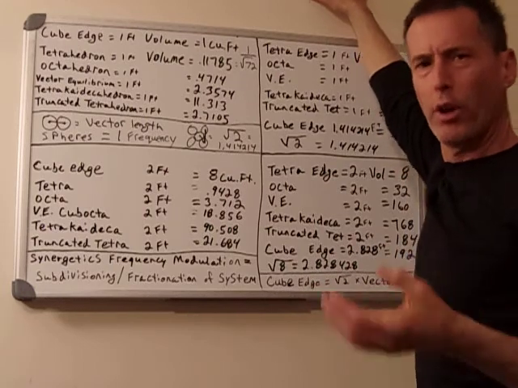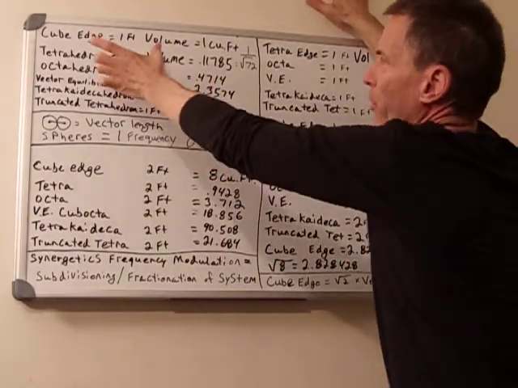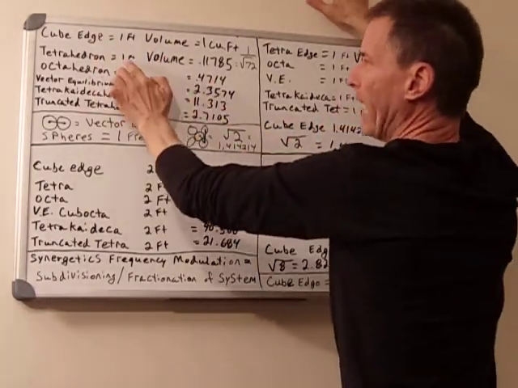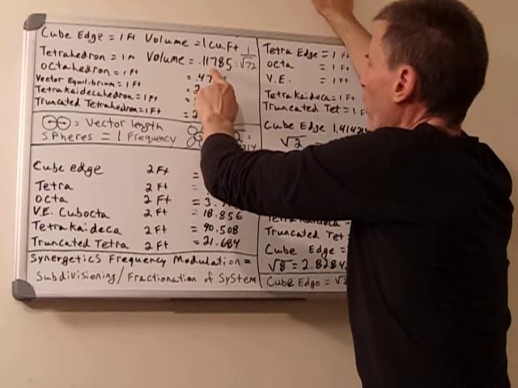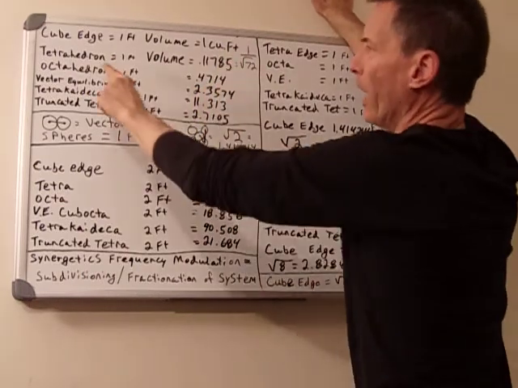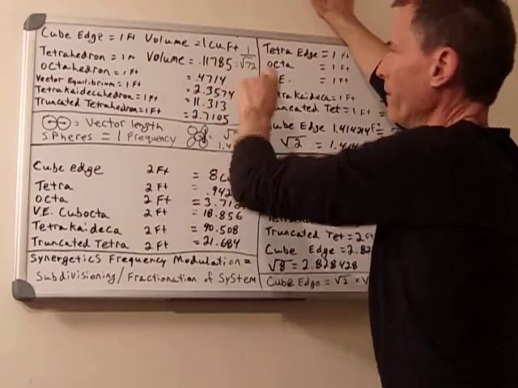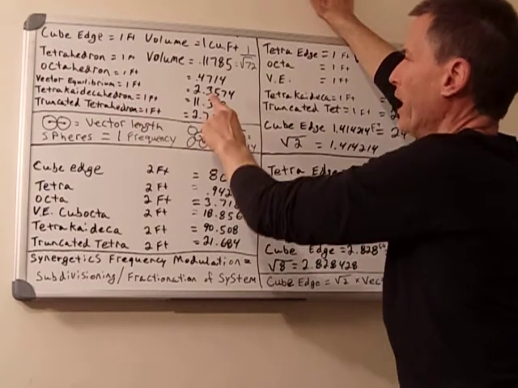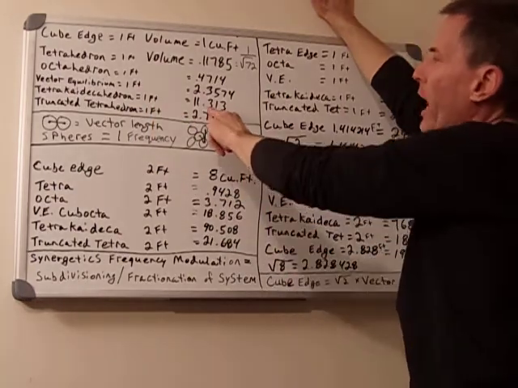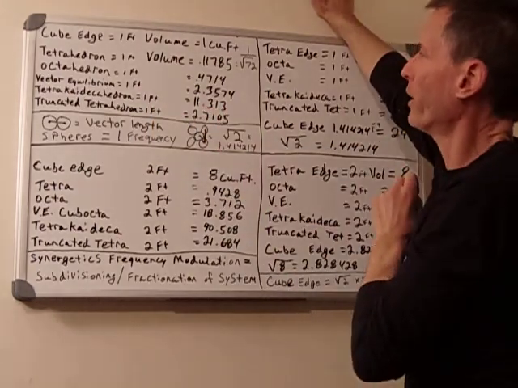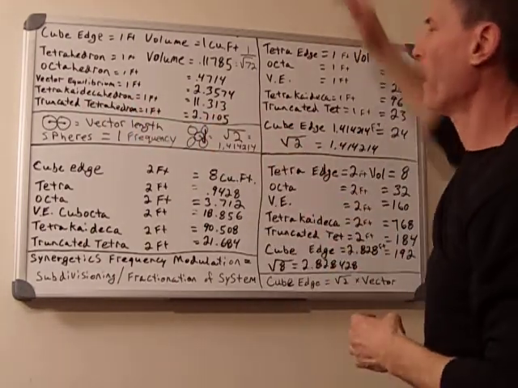volumetric involvement domain. So the volumes of the other polyhedrons have irrational volumes when they compare to the cube's edge length. A 1-foot edge length tetrahedron with regular edge lengths, all the same size, has a volume of 0.11785 cubic feet. An octahedron with 1 foot to the edge length has 0.4714 cubic feet. Vector equilibrium with 1 foot to the edge length has 2.3574 cubic feet. Tetracadecahedron with 1 foot edge length has 11.313 cubic feet of measurement. Truncated tetrahedron with 1 foot has 2.7105.